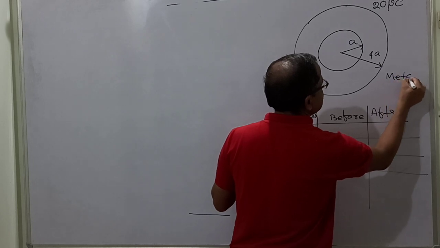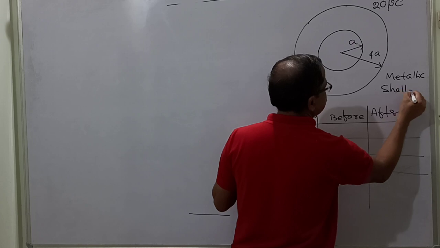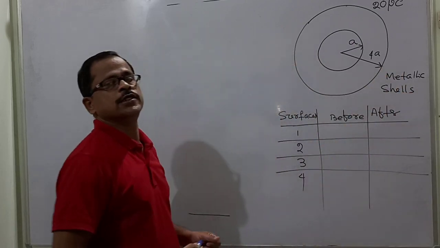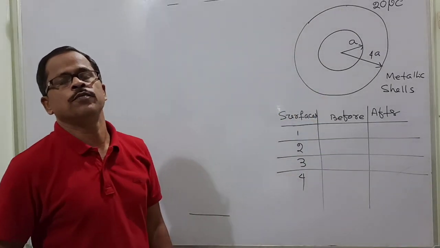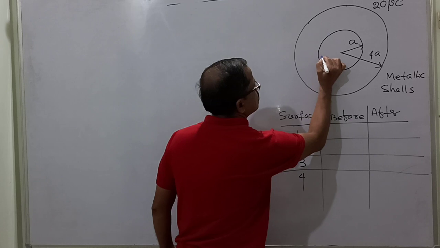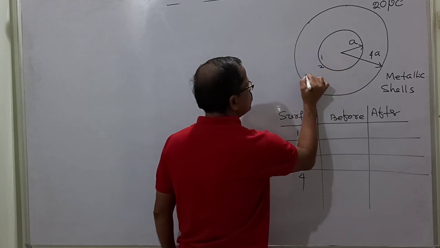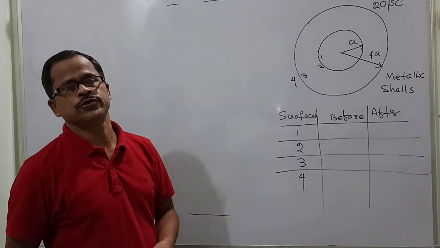They are metallic shells, both, and they are isolated. Initially the charge given was 20 microcoulomb. Now the question is: find out the charges on surface 1, surface 2, surface 3 and surface 4. This is your first question.